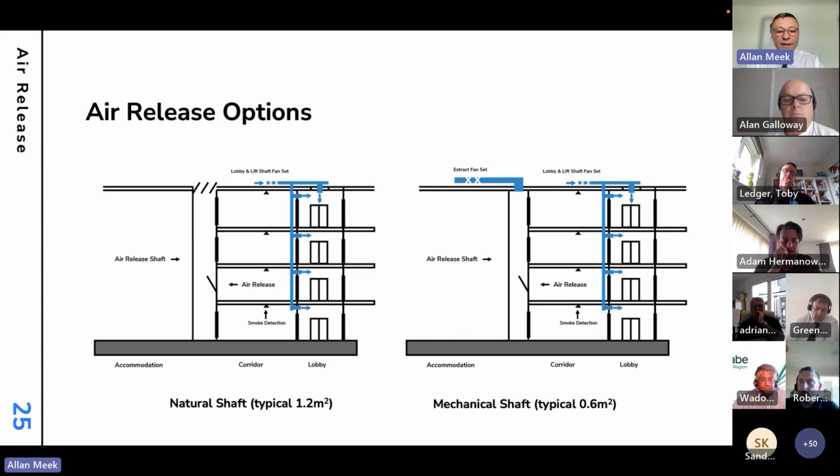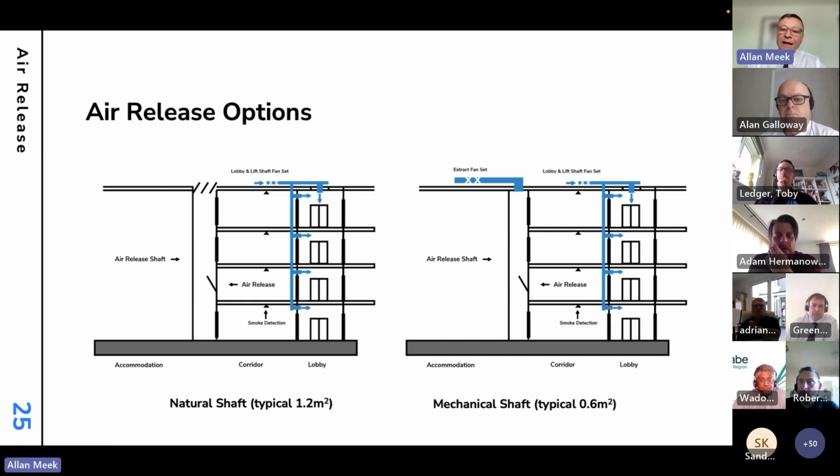But more commonly, the air release is provided via a vertical shaft. This can either be natural or mechanical. For natural air release, we've got a shaft of about a meter squared or maybe slightly larger, an air release vent at each floor into the shaft, and then a vent at the roof out of the shaft. The air release works only on the fire floor, via smoke detection within the corridor or the lobby. If we have a mechanical shaft, it's typically half the size, but we have to have a fan set on the roof.